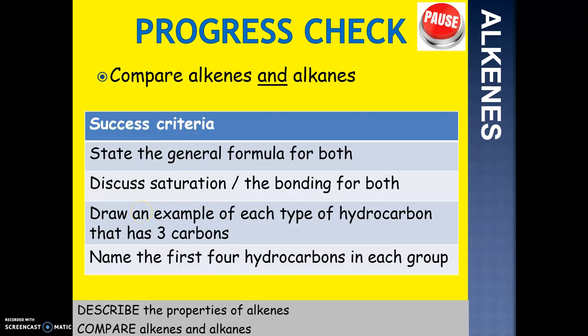Okay, guys, now your next task, I want you to compare the differences and the similarities between alkenes and alkanes. So your success criteria is just on the screen there. You're going to state the general formula for both, discuss saturation, so which one's saturated and unsaturated, and the bonding for both. Draw an example of each hydrocarbon with 3 carbons within it, so a displayed formula, and then name the first 4 hydrocarbons in each group of alkenes and alkanes. So draw a table, compare them both using the success criteria to help you. I will give you 10 minutes for that, guys, so pause the video for 10 minutes, have a go, and then we'll return and go through it.